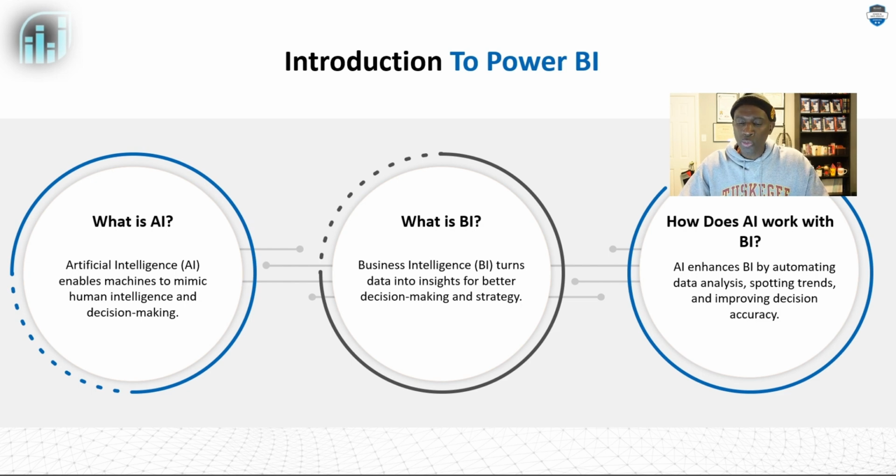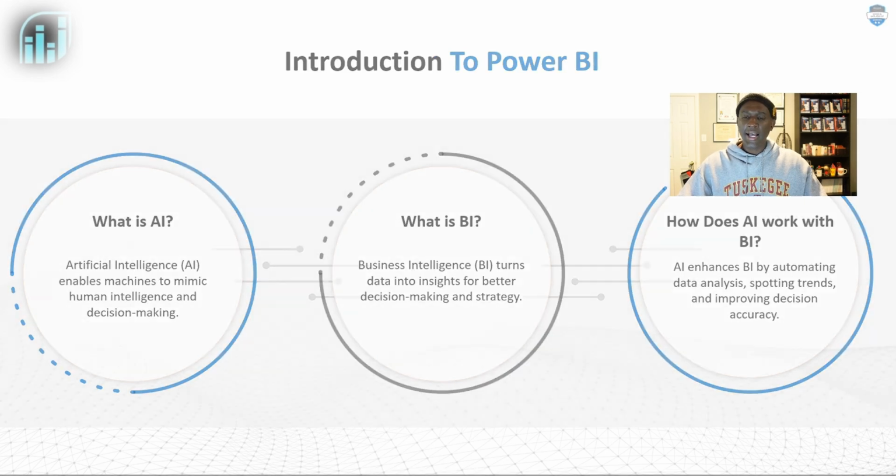How does AI work with BI? AI enhances BI by automating data analysis, spotting trends, and improving decision accuracy. So that's what AI is, that's how it works with BI, and that's how we are integrating AI and BI.